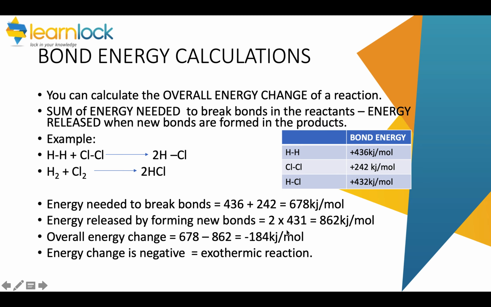Energy released by forming new bonds, don't forget you need to times this by 2 because there's 2 of them, so 2 times 432. And the overall energy change would be minus 184 in this example. Energy change is negative, therefore it is an exothermic reaction.